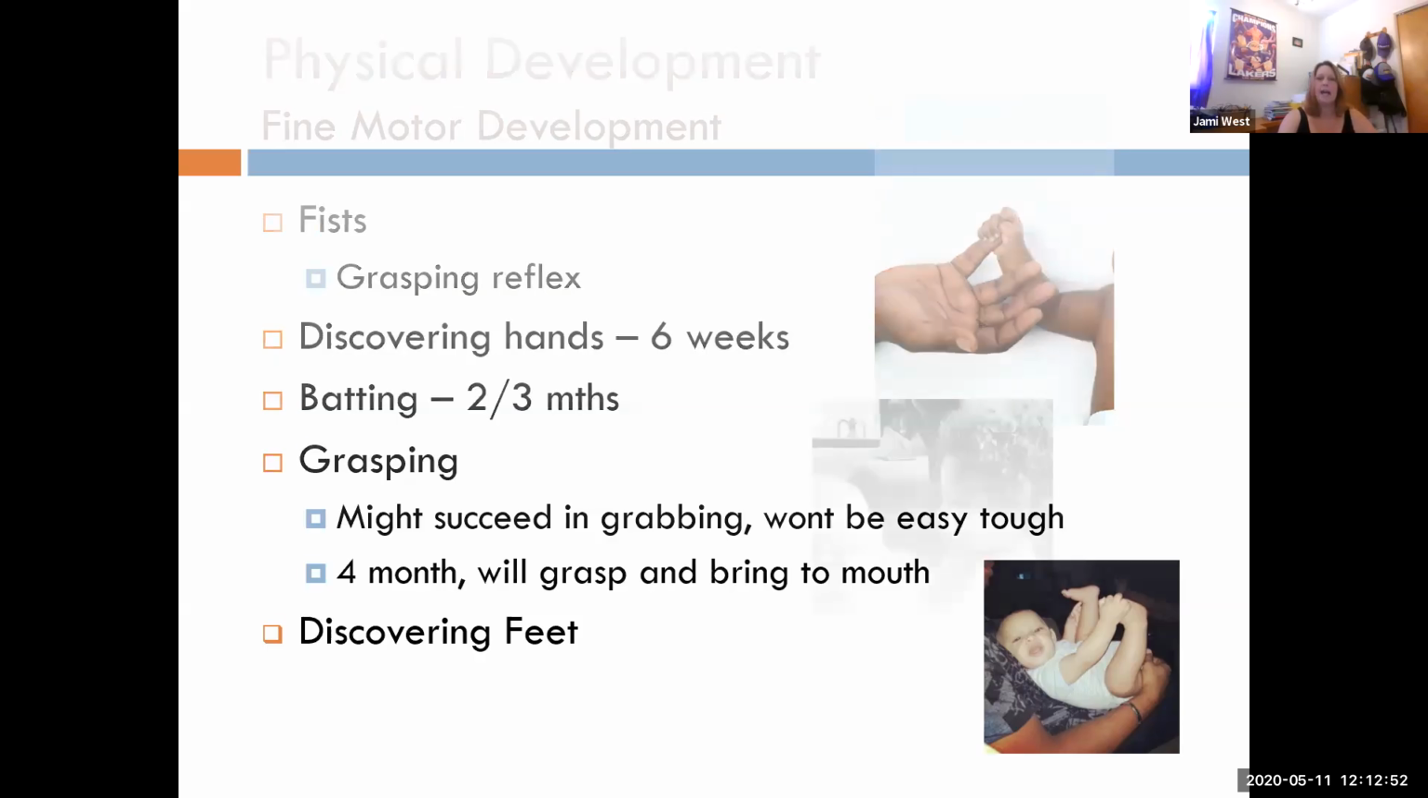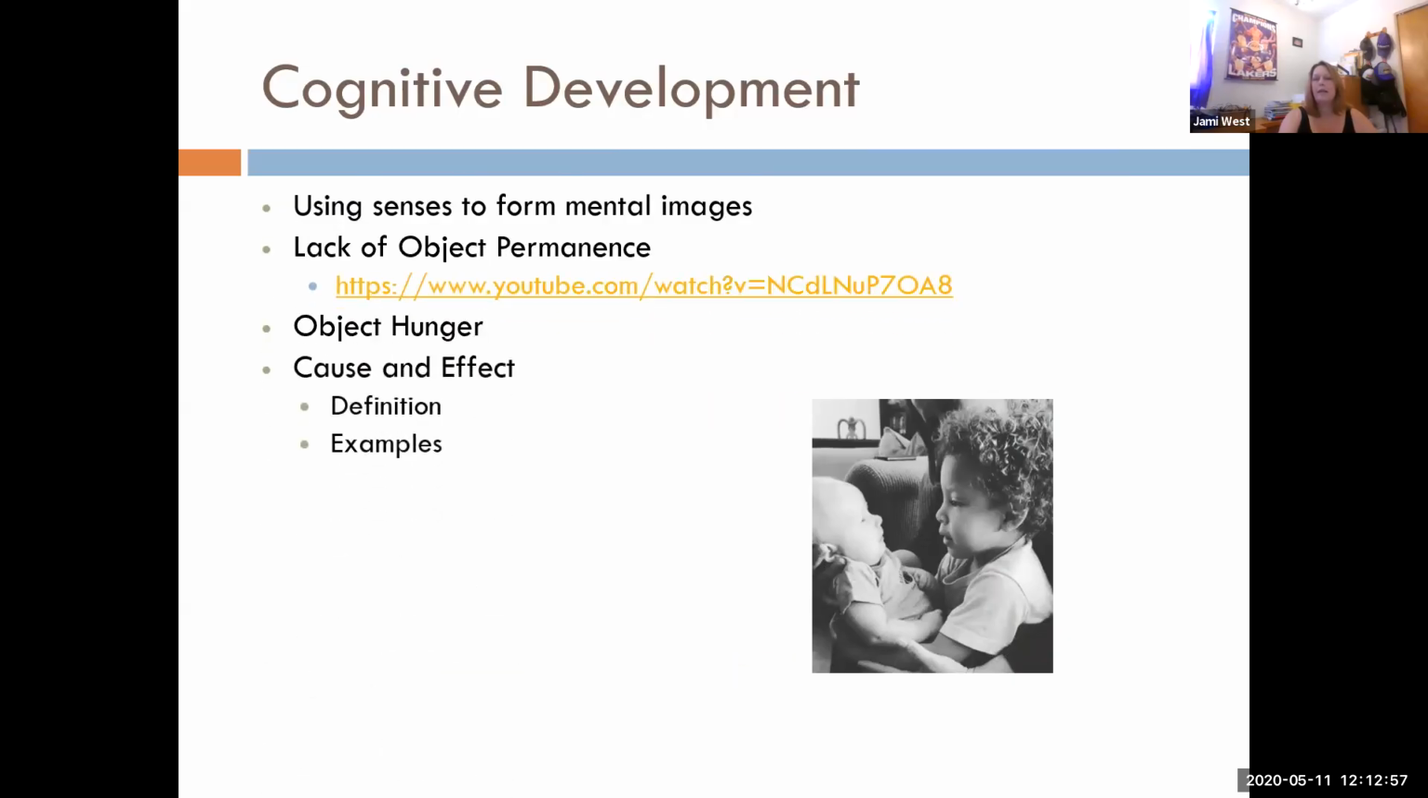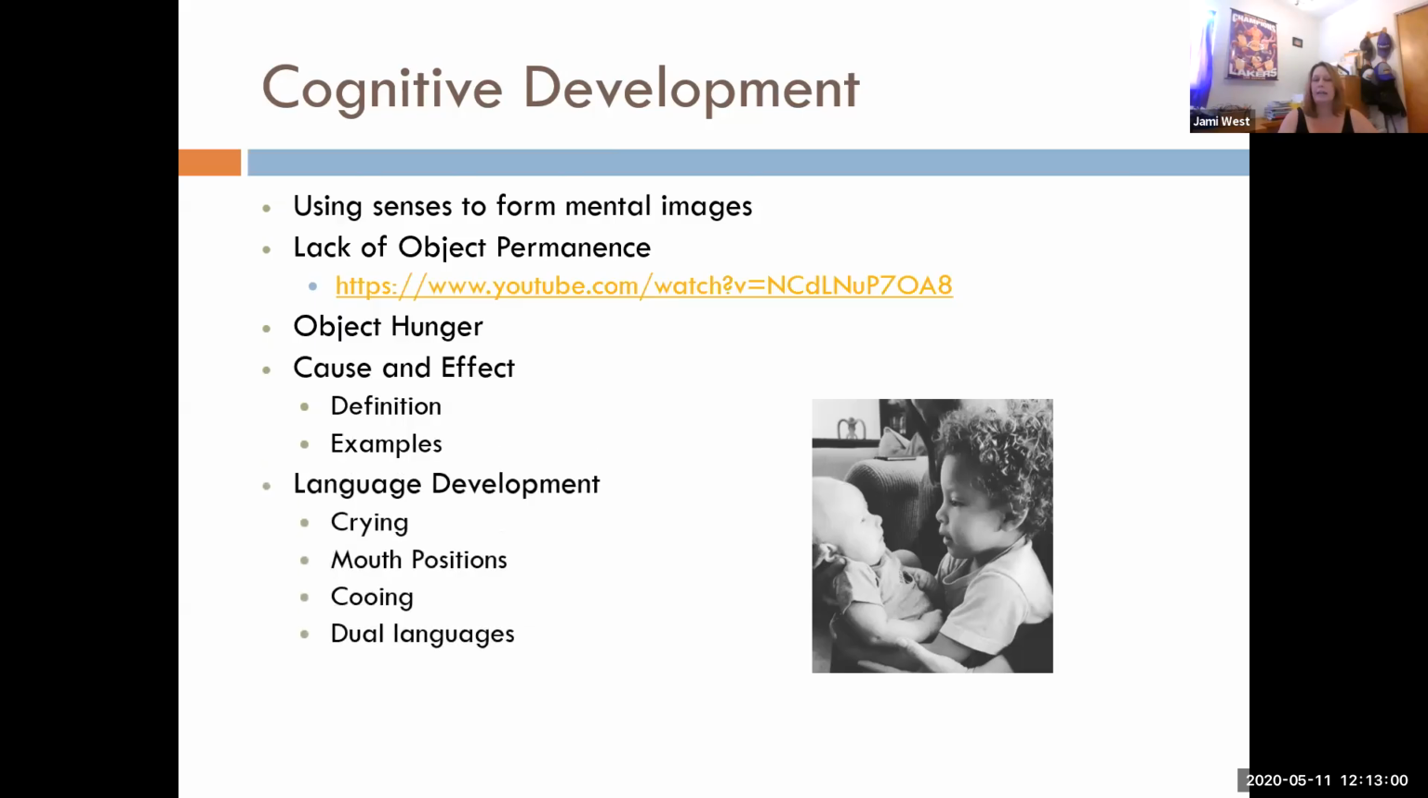All right, let's now go into cognitive development. This is the process of thinking, the progression of their thinking, like I just said in regards to Piaget. Infants are using their senses to form mental images. The information that they receive is through their eyes, their ears, their mouth, their touch, their hearing, to try to form mental images.